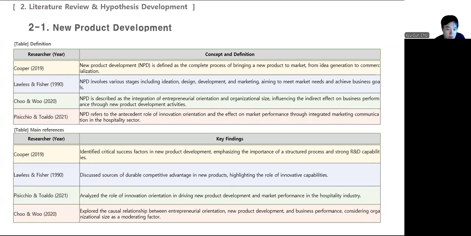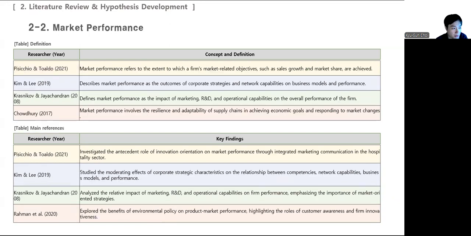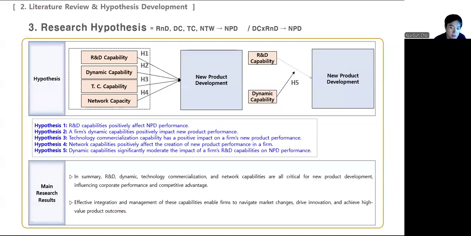Next, we discuss new product development, NPD. It is a very well-known term, so you might all know this concept. It is very commonly used as a dependent variable. And market performance, you might all know that as well. Okay, let's move on to my research hypothesis.